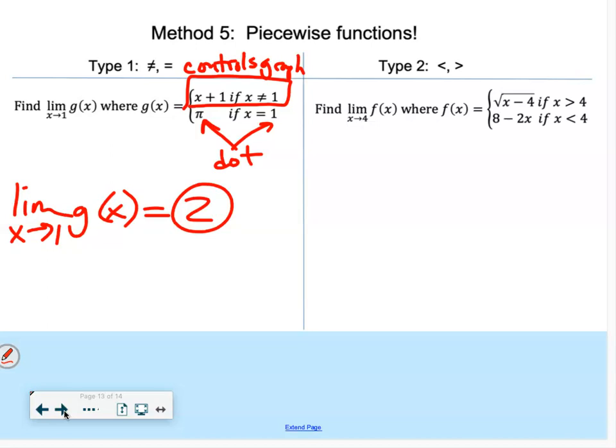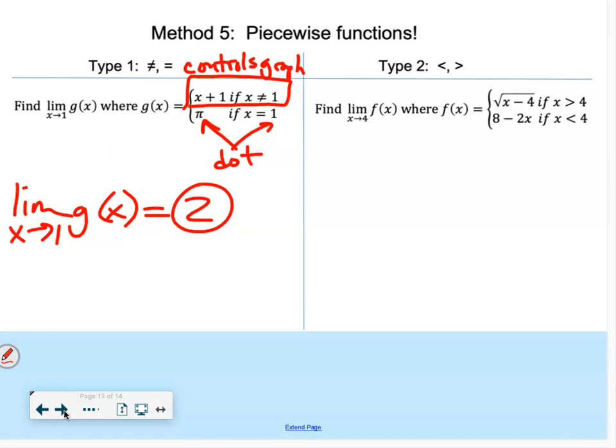When you have a lefty and a righty, you have a different graph on the left than you have on the right. What do you think you're going to have to do? Different graph on the left than you have on the right. You're going to have to do a left and right-handed limit. Well done. You're Ryan, right?